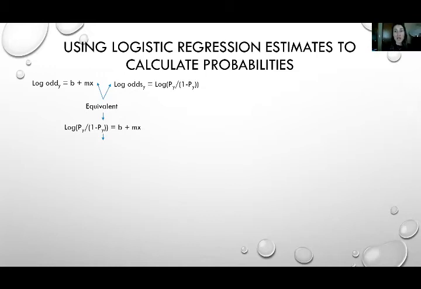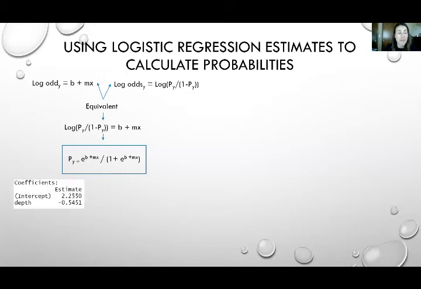And you go through a kind of long derivation process, and you come up with this final equation, which gives you the value for probability. So the probability of Y, in our case the risk for groundwater contamination, is equal to e to the B plus MX divided by 1 plus e to the B plus MX. You will need to know this equation and be able to use it for your final exam.